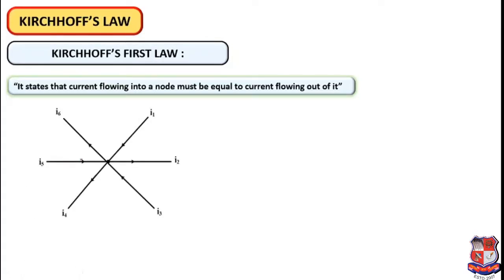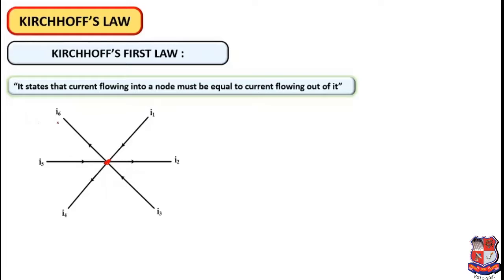Over here you can see this point can be said as a node, and current flowing into the node must be equal to current flowing out of the node. Here you have 6 currents shown by arrows, where some currents are going into this node and some currents are coming out of this node. I1 is an incoming current, I2 is an outgoing current, I3 is incoming. In this connection, you can assume that the neighboring currents are complements of each other. Complement means exactly opposite.